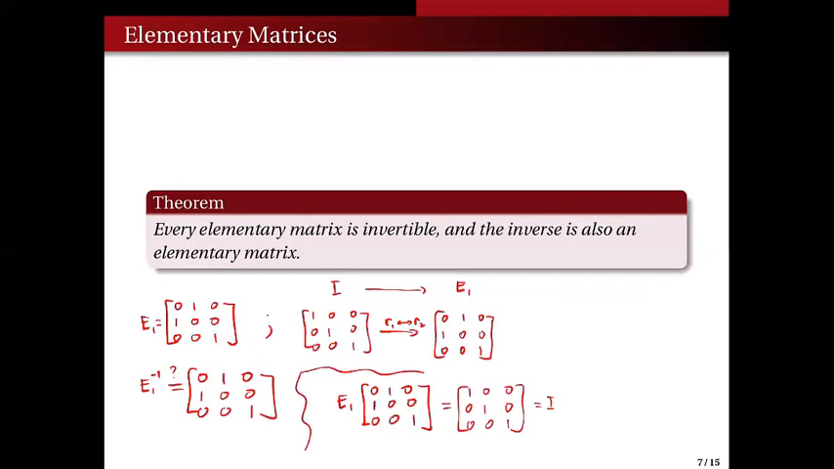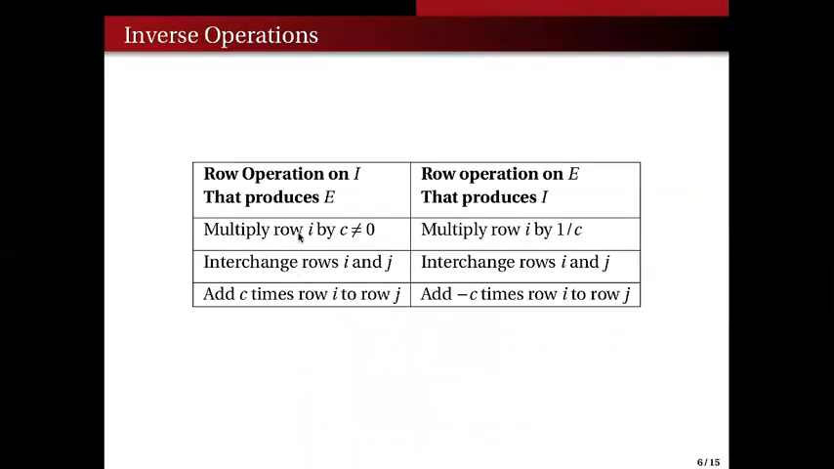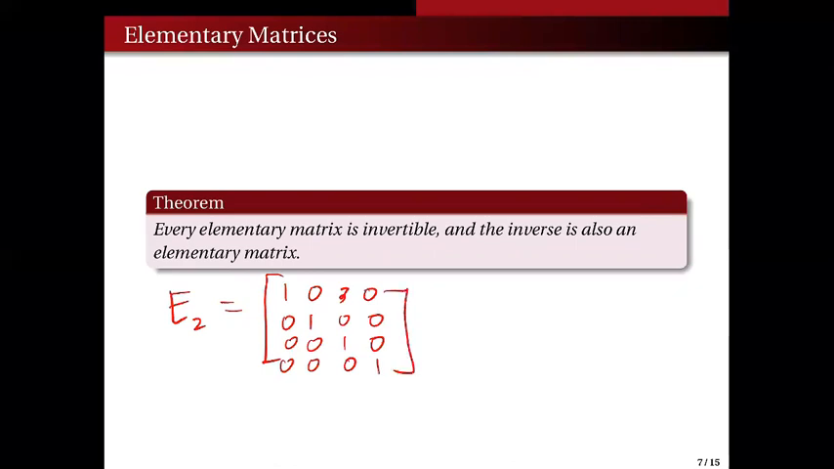Another one. Let's have another one. Suppose we apply this guy here: multiply row I by a non-zero constant C. For example, our E1, or let's write E2 now. Suppose our E2 is 1, 0, 3, 0, 0, 1, 0, 0, 0, 0, 1, 0, 0, 0, 0, 1. Now we are on 4 by 4.